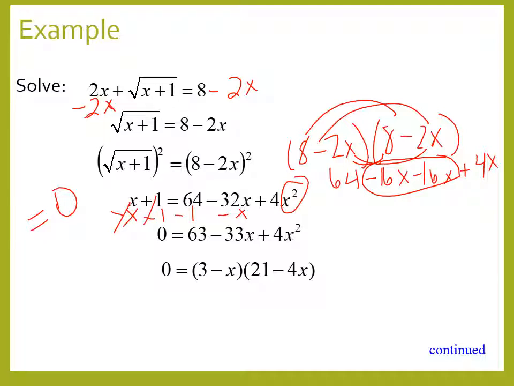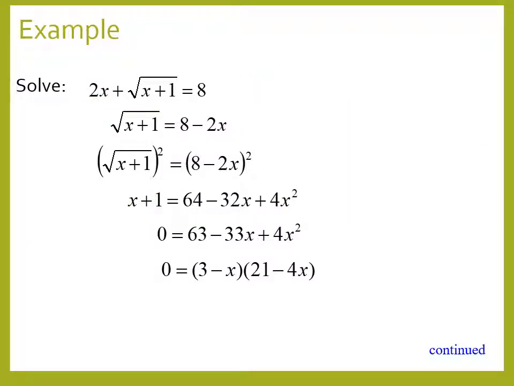So I would set 3 minus x equal to 0. And my goal is to get x by itself, so I might as well just go ahead and add the x. So now I know that 3 equals x, or x equals 3.